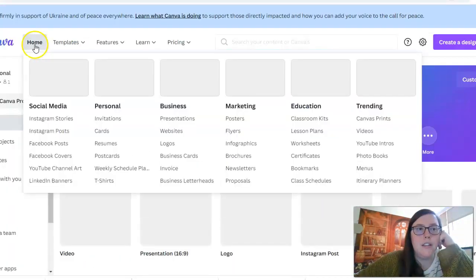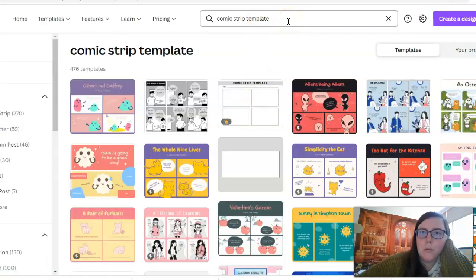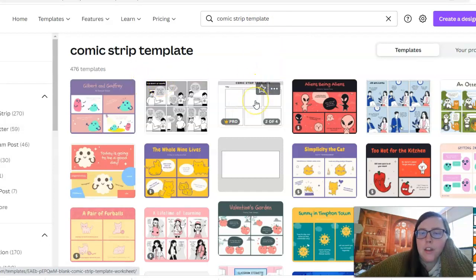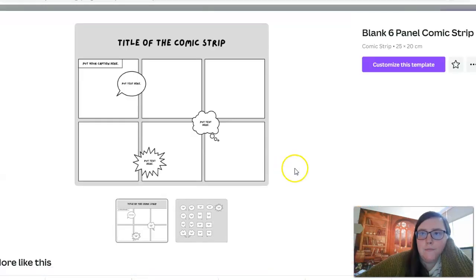The next thing that I did is I went to Canva. Canva is a design website that you can use for free. They have upgrade pro purchase options, but I only ever use the free version. You can create an account on Canva and start making a design. I searched for comic strip template, and I kind of just looked around. What I eventually found was a template that looked like this.